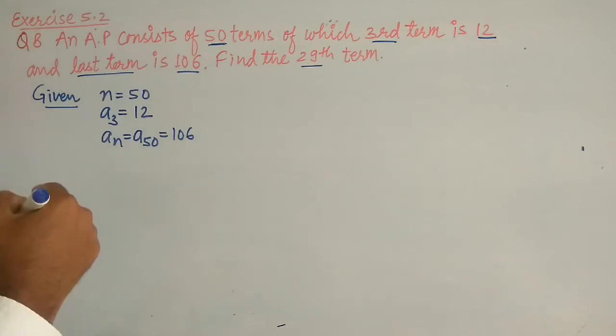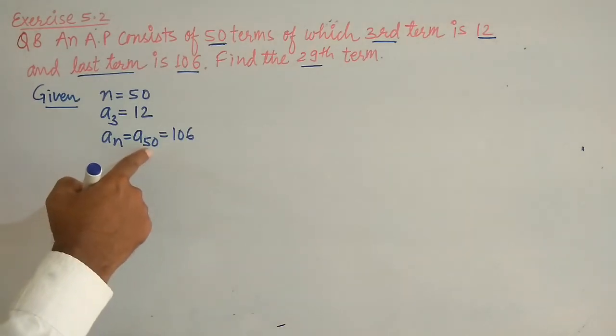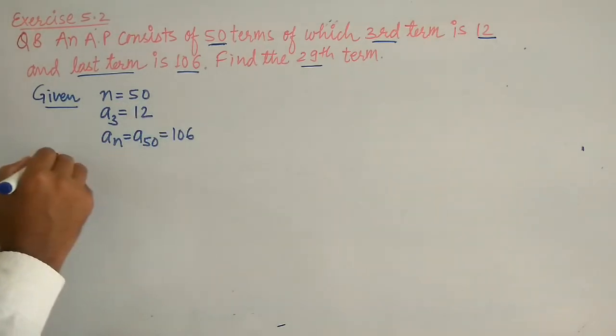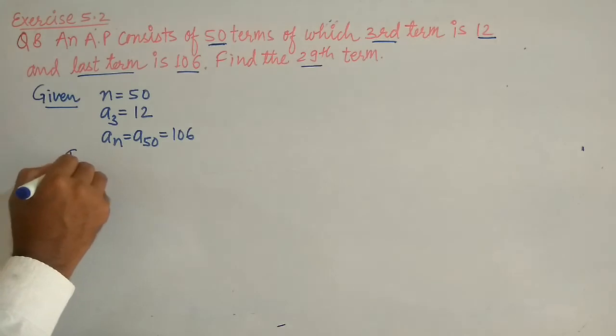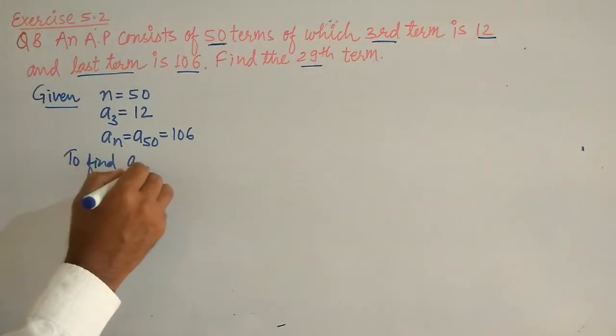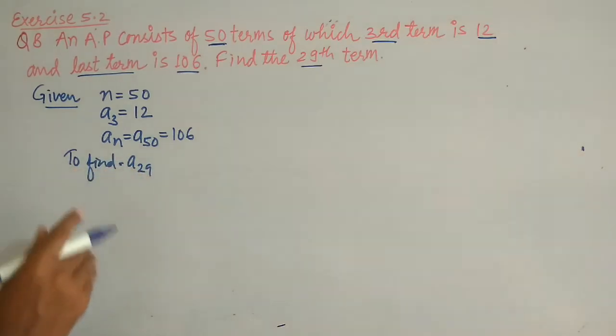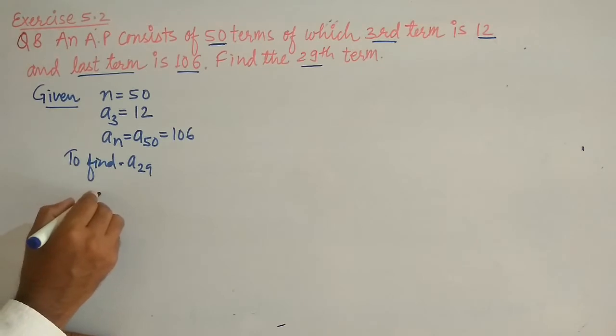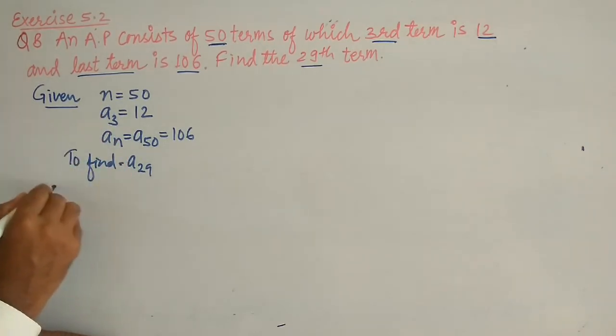Okay, last term. How many terms are there? 50 terms are there, so the last term will be the 50th term. So these things are given and we have to find out the 29th term. We have to find the 29th term, so we'll use the given things, that is the third term.